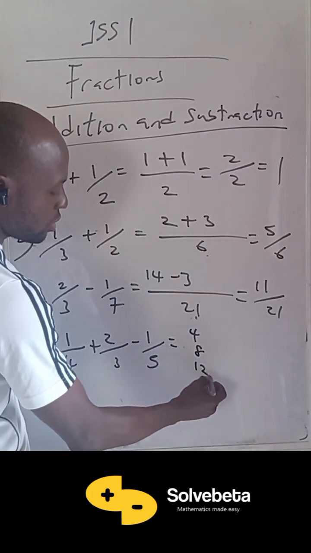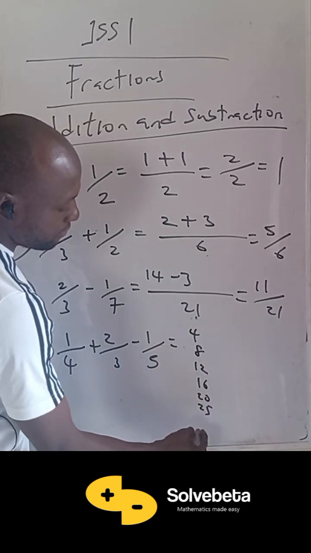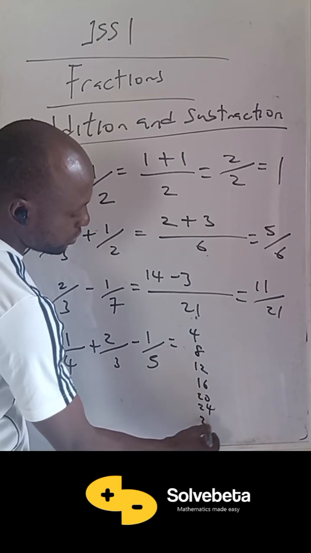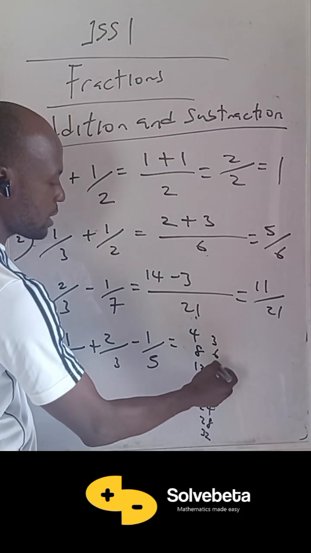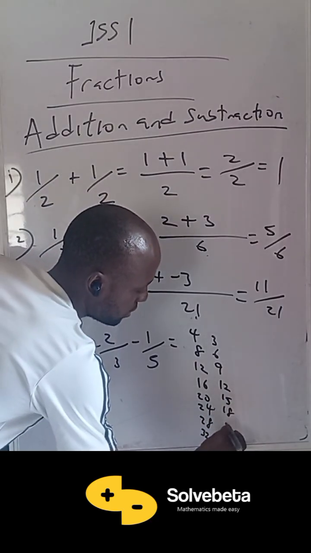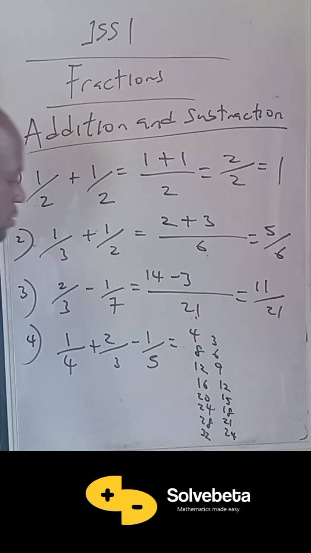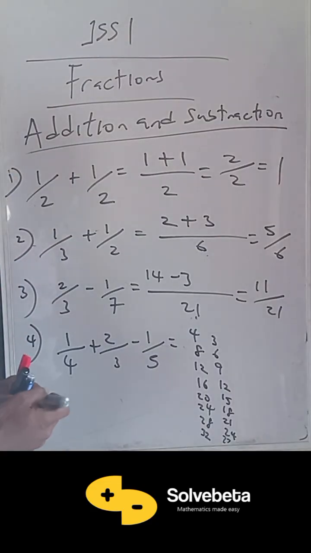4, 8, 12, 16, 20, 24, 28, 32. 3, 6, 9, 12, 15, 18, 21, 24, 27, 30. Let me write it this way.